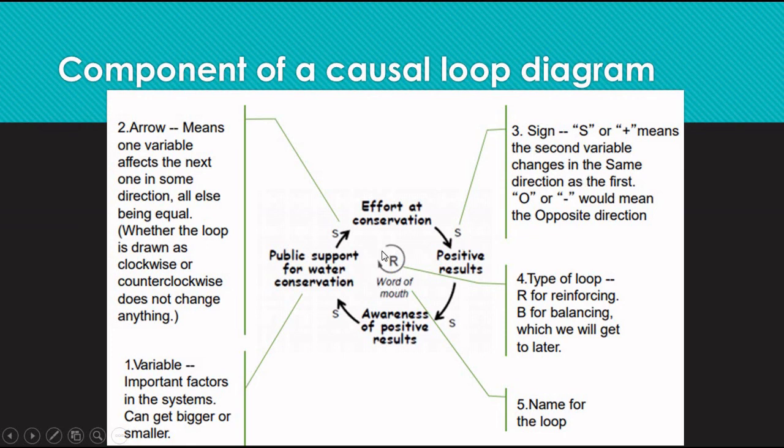And then at the center, we see the type of loop. And as we all know, it could either be R for reinforcing or B for balancing. In this example, this is R or reinforcing because the feedback loop encourages more growth. Under that, the standards would say that under the symbol for either reinforcing or balancing, we should put the name of that loop. In this case, this refers to word of mouth.